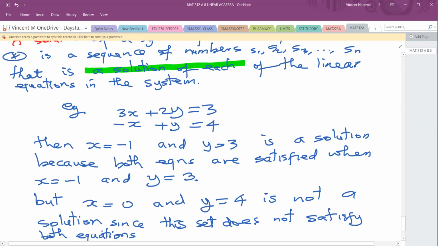You can see that if you replace 0 for x in 1, you're going to have 3 times 0 is 0, plus 2 times 4 is 8. 8 is not the same as 3, okay? But for the other one, it will be 0 plus 4 is 4. So it satisfies the second equation, but not the first one. So it doesn't qualify to be called a solution to that system. For it to be a solution, then all of them must be satisfied by the same system.